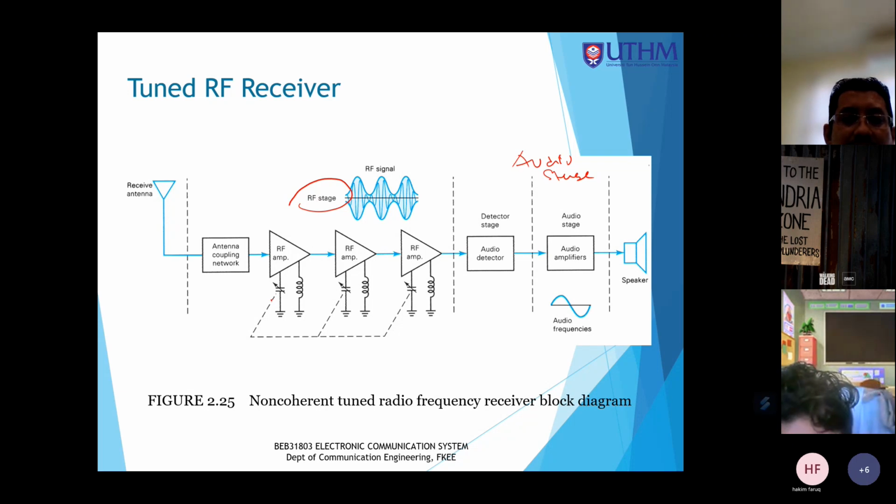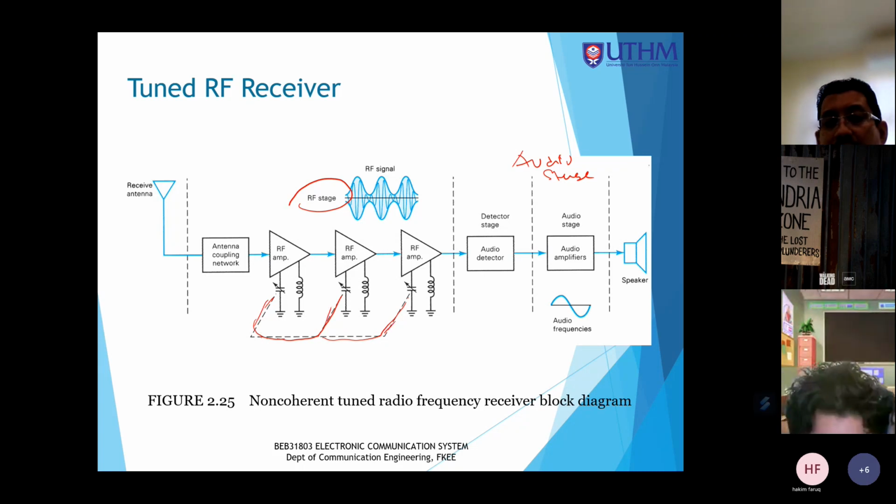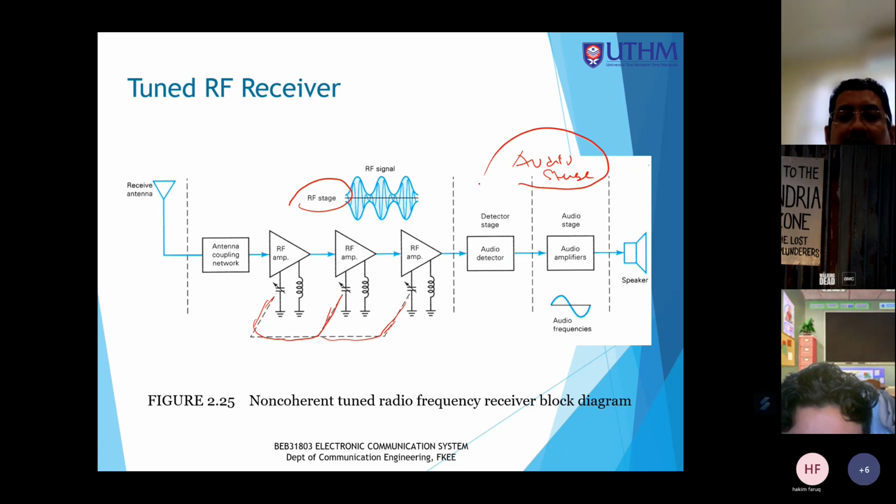Dan kalau you lihat di sini garis putus-putus ini maknanya apabila you tune the frequencies, all the amplifier parameter akan berubah secara serentak. Ini dia adalah gang tune, maknanya kalau you tune satu, dia akan bertukar tiga-tiga ni dari segi parametersnya. So dia ada dua stage iaitu RF stage dan juga audio stage. Demodulation berlaku di sini.